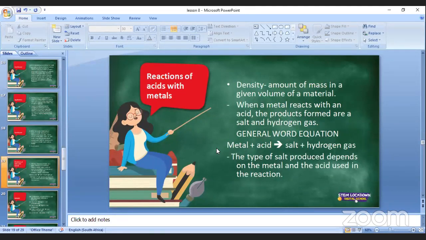Density, you already did this in grade 8 and grade 7. Density is the amount of mass in a given volume of a material. When a metal reacts with an acid, the products formed are a salt and hydrogen gas. So there we go. This is another one. So a general word equation: when a metal reacts with acid, your product will be a salt and hydrogen gas. Are we clear? So whatever metal reacts, you go on your periodic table and then you'll see. Let us look at the example.